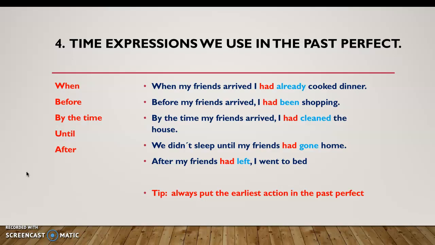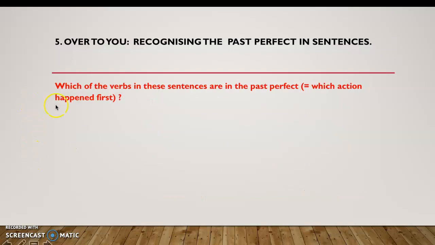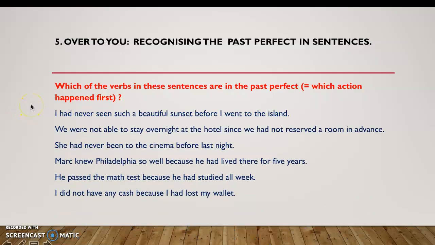Now, I'm going to ask you to look at some sentences and recognize the past perfect. So are you ready? Which of these verbs in these sentences are in the past perfect? In other words, which action happened first? Here we go. Pause the video and then we will look at the answers. So for example, in the first one, I had never seen such a beautiful sunset before I went to bed. Which action happened first? I went or I had never seen? Okay, pause the video and we will look at the answers.